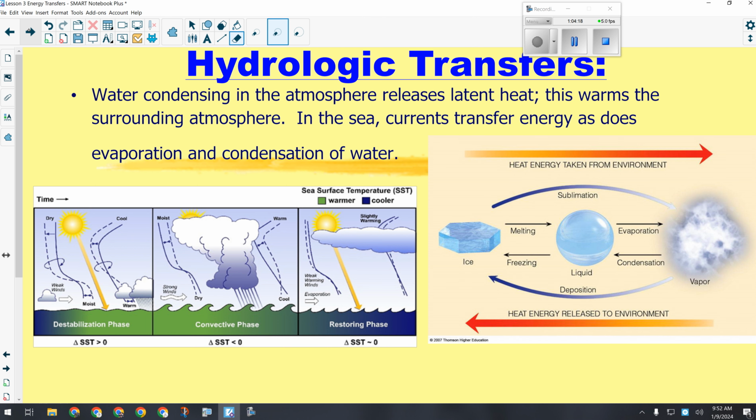We talked about the water cycle already, the hydrologic transfers of energy. When the water evaporates, that's an input of energy. There's all this latent heat that gets carried, and we're going to talk more about latent heat later on in the unit, to other areas. When it condenses, it's going to release that energy as sensible heat and mechanical energy in the running water.